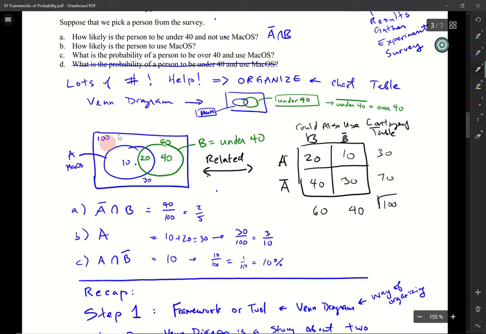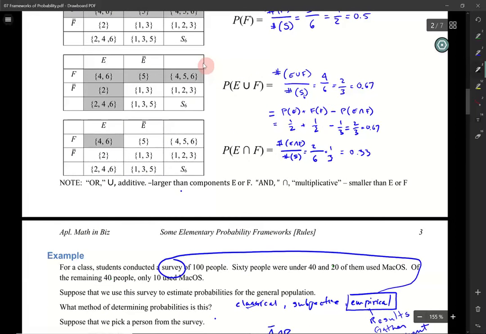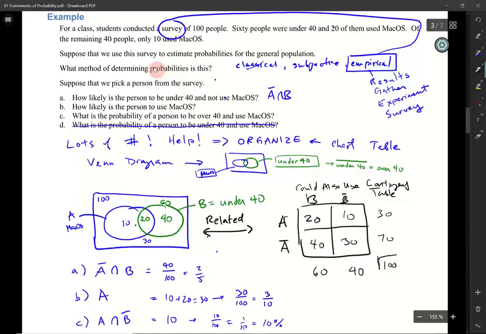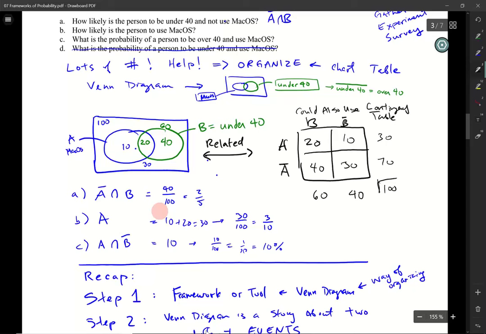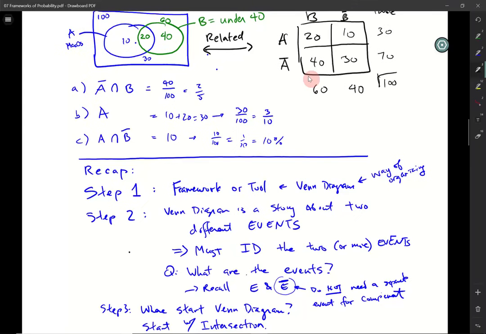Whether you think of the Venn diagram or the contingency table, there are just so many numbers, and it's in this one, it's not in that set, in the two different sets, that it really helps to have some type of framework or tool to help you organize and sort through the information to figure out what is going on. Does that make sense?